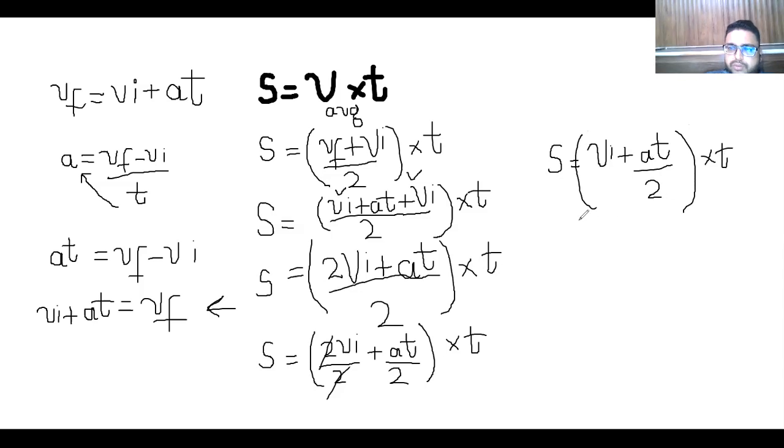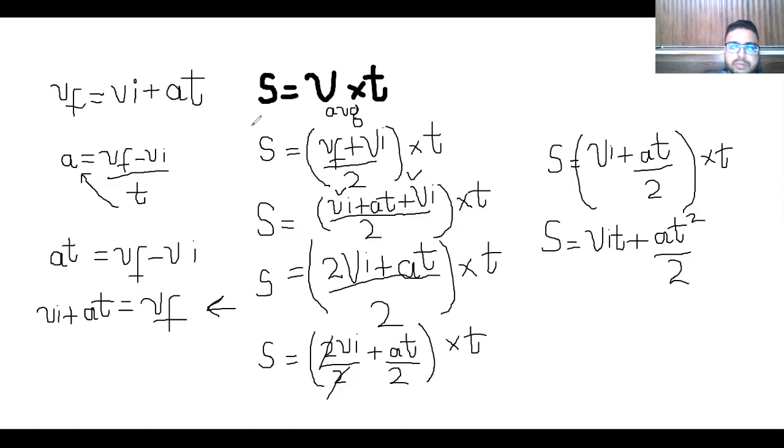Okay, so when t multiplies with all the terms, it will become Vit plus At square, because t multiplied with t, simple mathematics, becomes t square. So now this is the formula of the second equation that we have derived, right?